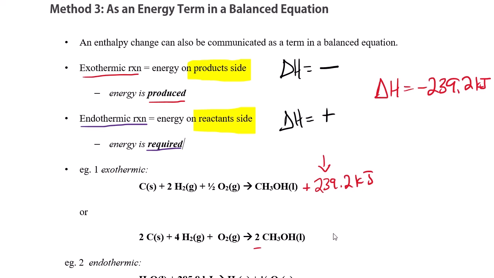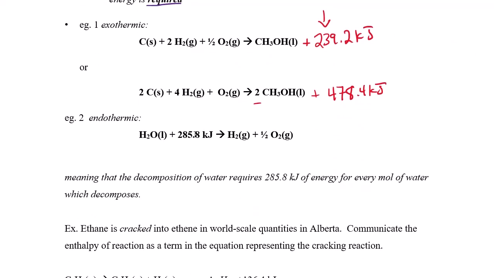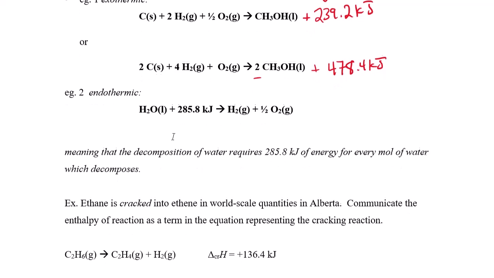And just like with the last example, if this is balanced differently, if we had a coefficient of 2 here, well then this value would have needed to double, right? Because instead of producing 1 mole of methanol and this much energy, we would produce 2 moles of methanol and twice that amount of energy, 478.4 kilojoules. If you have an endothermic reaction, then the energy is going to be listed on the left side, on the reactant side. And you'll never add a negative amount of energy.